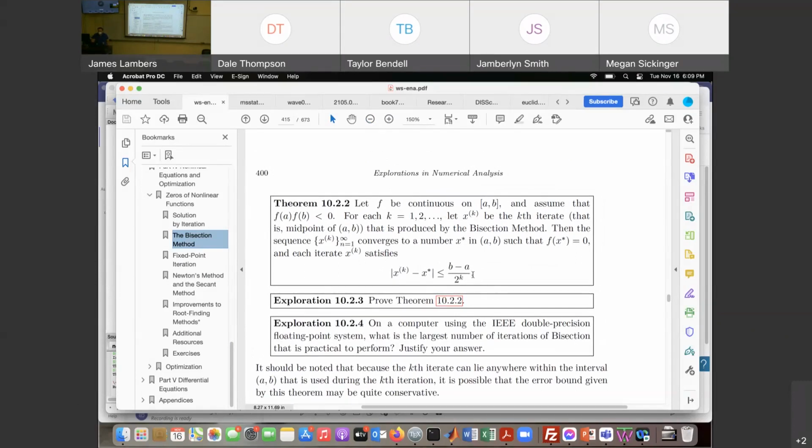Here's why we can be certain that convergence is going to occur: the numerator is fixed and the denominator keeps getting larger, so we can plainly see that the error is going to 0. One of the homework problems is to prove this theorem.